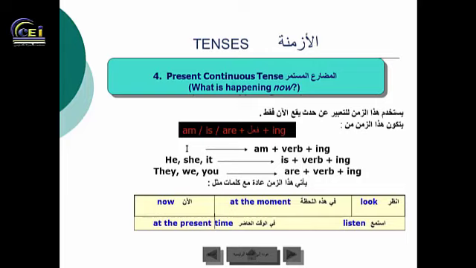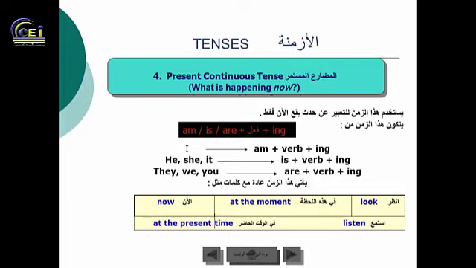The sentence in the present continuous uses am, is, are, as we said, the first verb to be, and the verb with ing. Am, is, are plus verb and ing. I am, but he, she, it is. He is, she is, and it is. You, they, we are. After am, is, are comes the verb with ing.